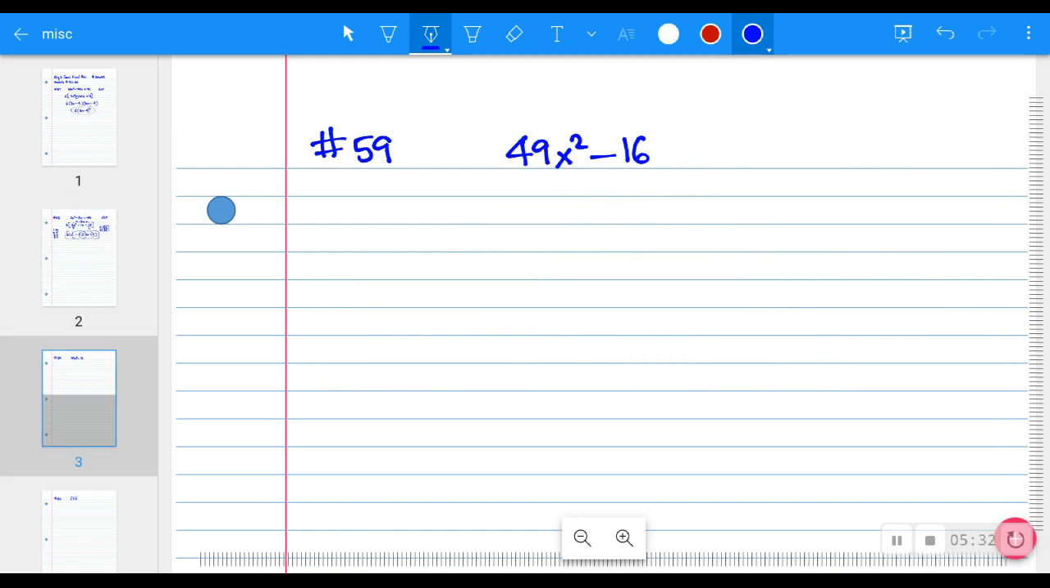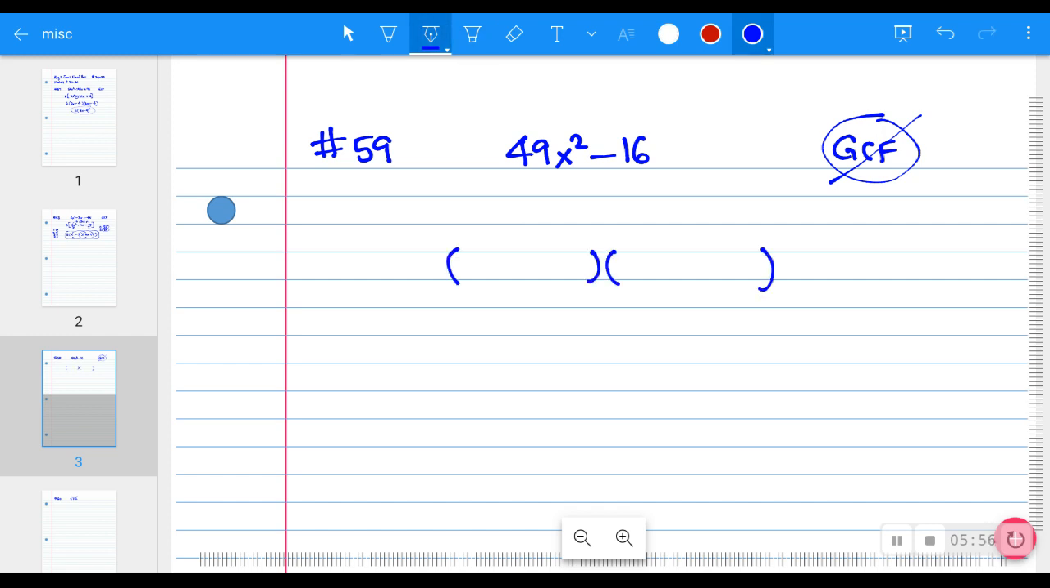Okay, problem 59 is actually one of the easy styles of problems. There's no GCF, so you check that first, but there is none on this problem. But we do notice that there's a perfect square on each end. 49 is a perfect square, and so is 16. And they're separated by a minus sign. So this is called the difference of squares problem, and they're very, very easy to do.